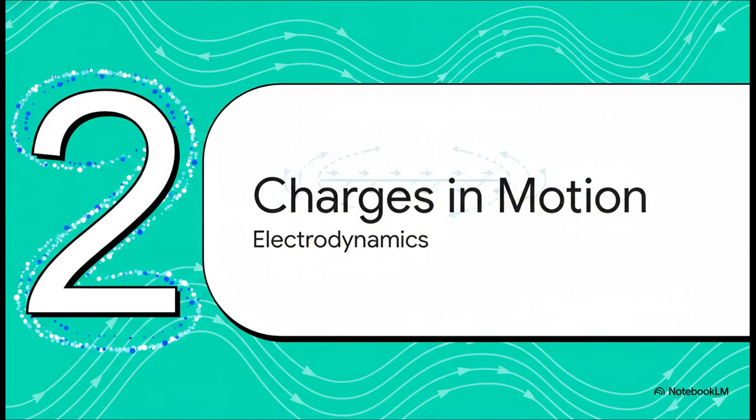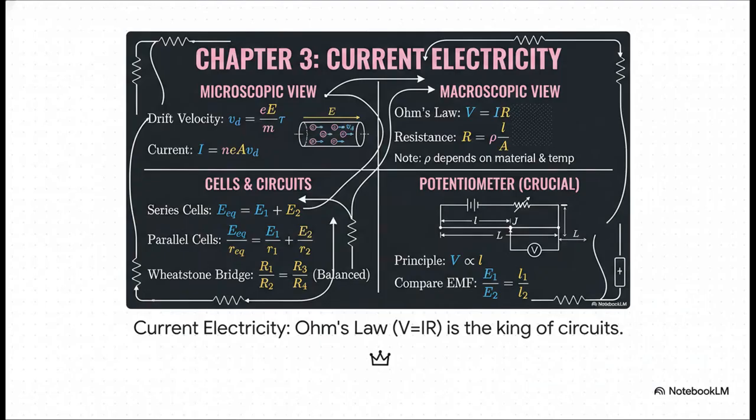All right, part 1 is done. We've understood charges at rest. Now let's move forward. What happens when these very charges start to move? Welcome to part 2, electrodynamics. When charges flow, they create a current, and the king of current electricity is Ohm's law. V equals IR. This is the fundamental relationship between voltage, current, and resistance.